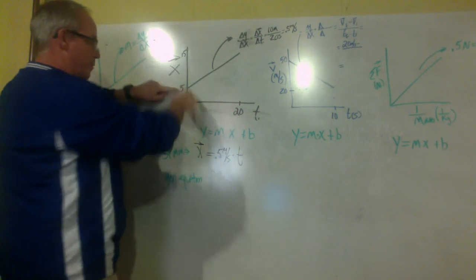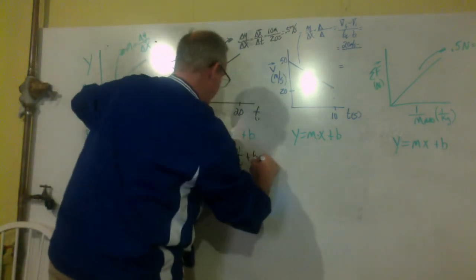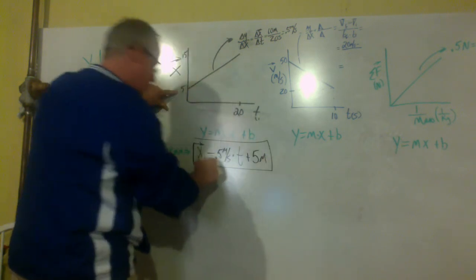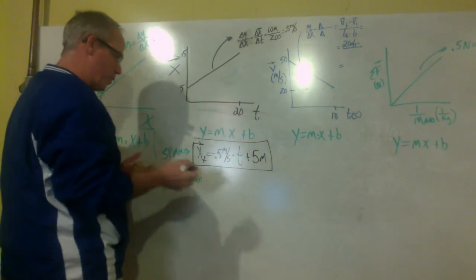For the y-intercept, we have to, again, take a look and see where the line crosses the y-axis. And again, we get 5 meters. So the final position is a half a meter per second times the clock reading plus 5 meters. But what's the general equation?